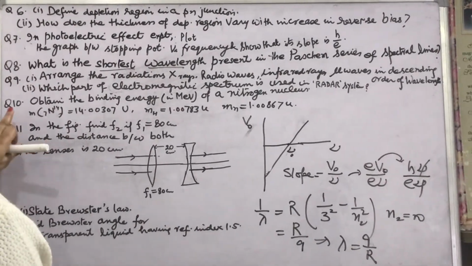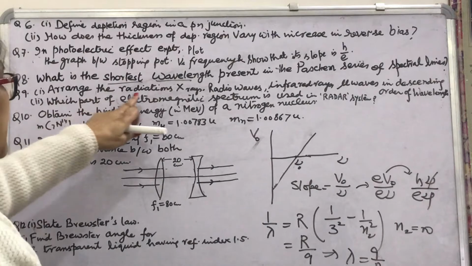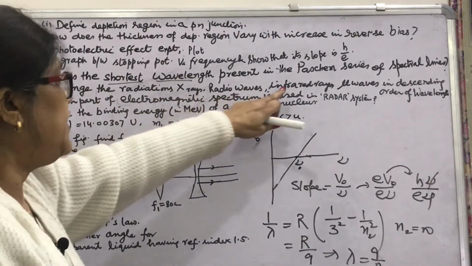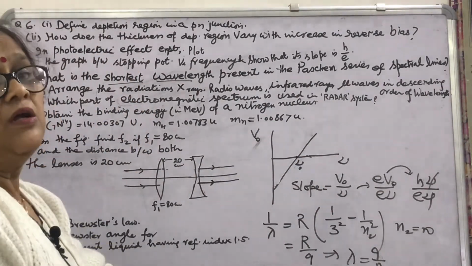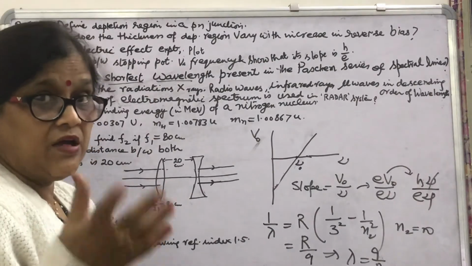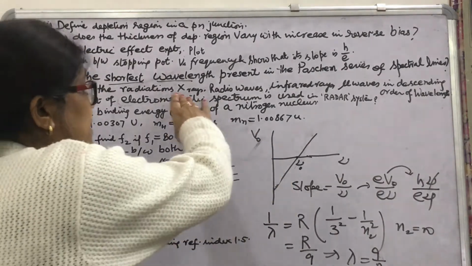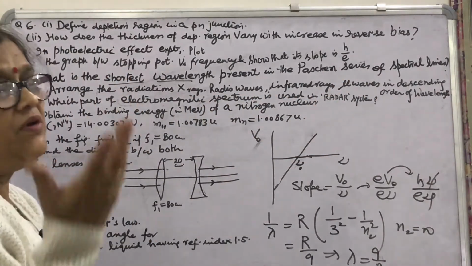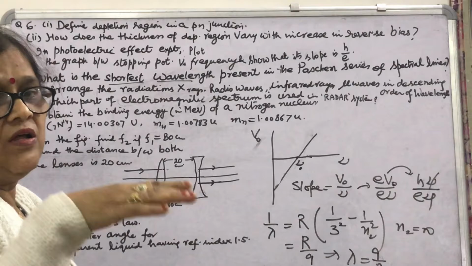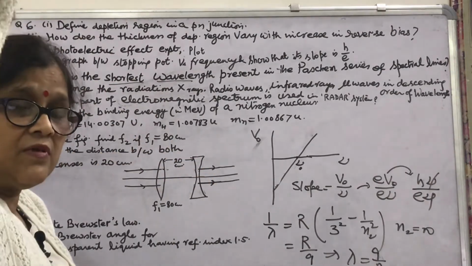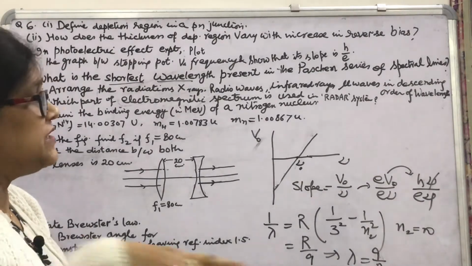Next question, this one: arrange the radiations X-rays, radio waves, infrared rays, microwaves in descending order of wavelength. See the electromagnetic spectrum video. I have given a total description about the electromagnetic spectrum. These are the waves given. Then you have to learn that it is asked in descending order of wavelength. Wavelength increases from cosmic rays, gamma rays to the radio waves. It is given in descending order.